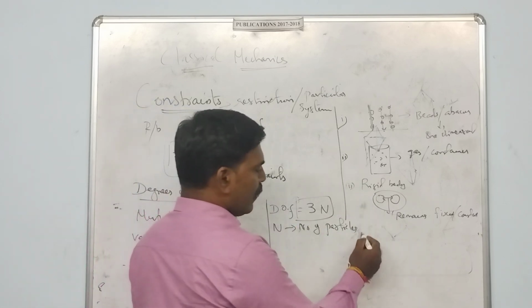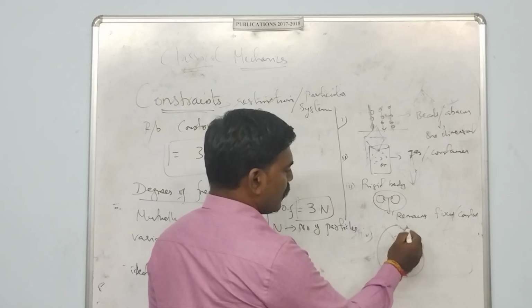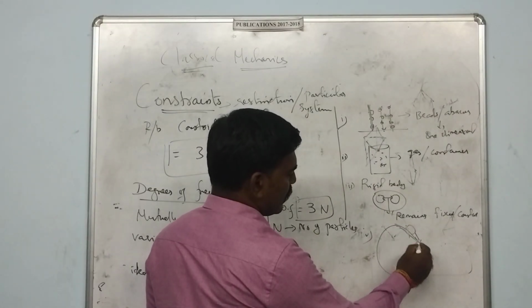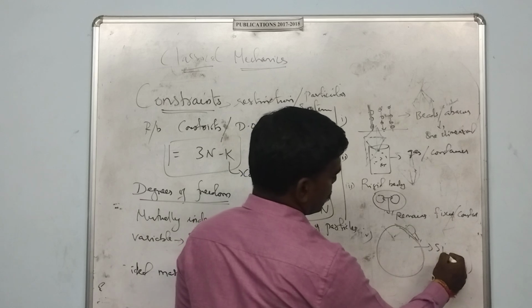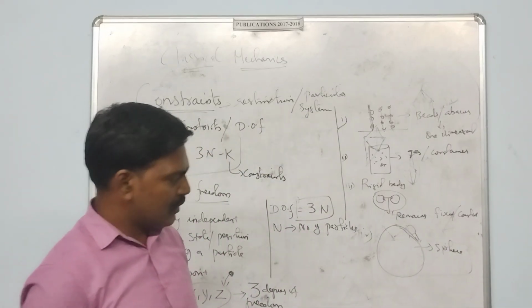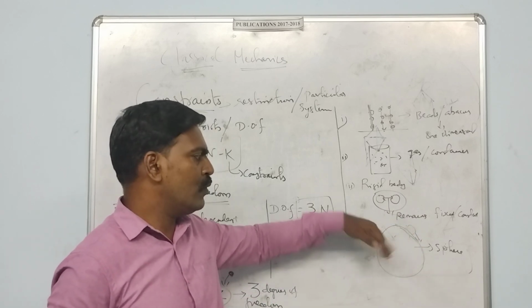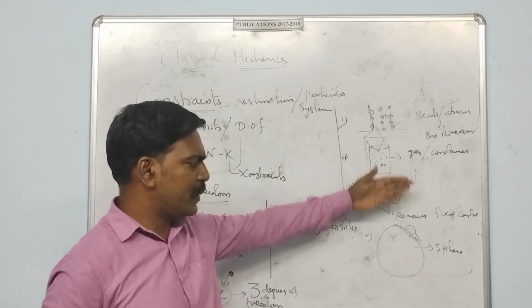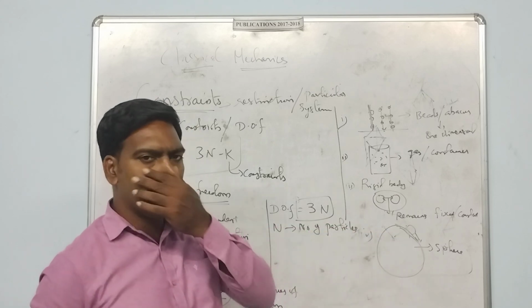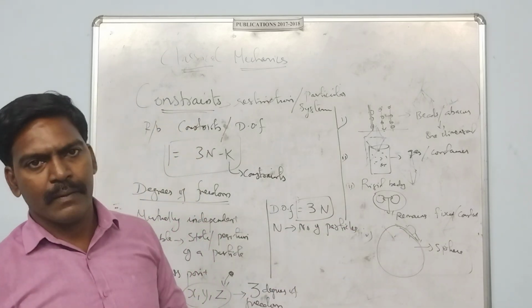Then the fourth one, an object moving along a sphere. It can move only along the surface of the sphere. It cannot move outside the sphere or inside the sphere. So this is the restriction for a particle moving along a sphere.